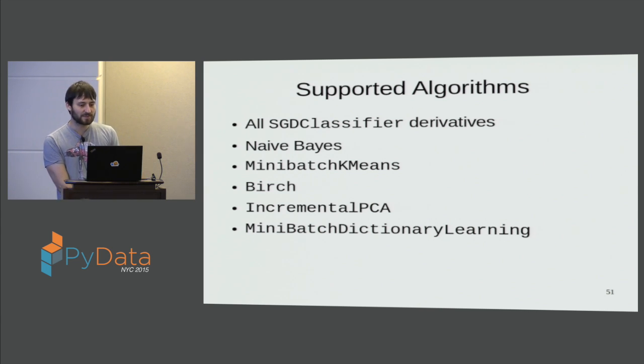And there's a bunch of algorithms that support this now. So there's the SGD classifier, SGD regressor, perceptron, passive-aggressive, and so on. These are like the SGD classifier derivatives, the naive Bayes algorithms, mini-batch k-means, Birch, incremental PCA. Birch is a clustering method. And mini-batch dictionary learning, which is like a sparse coding algorithm.